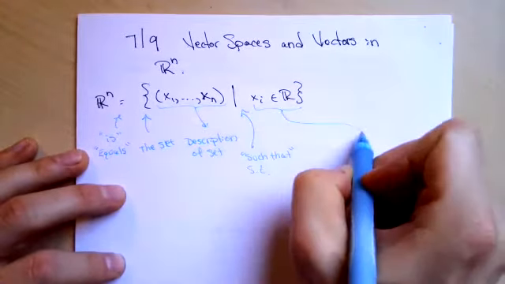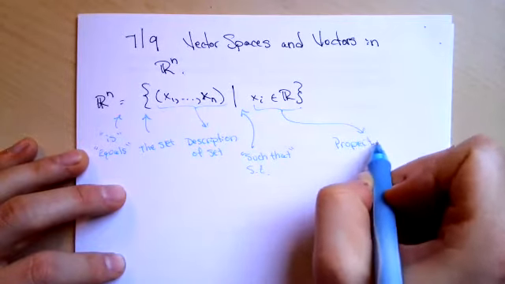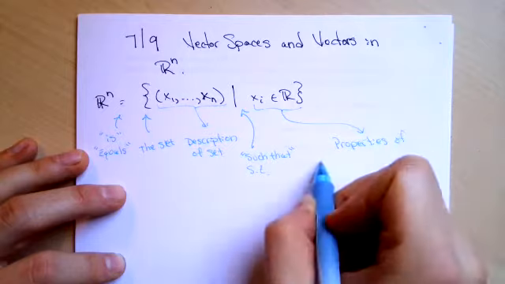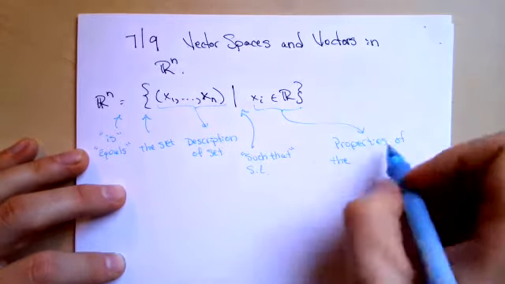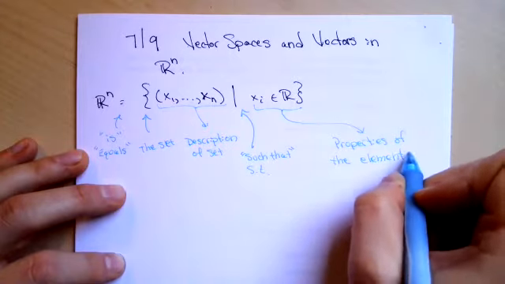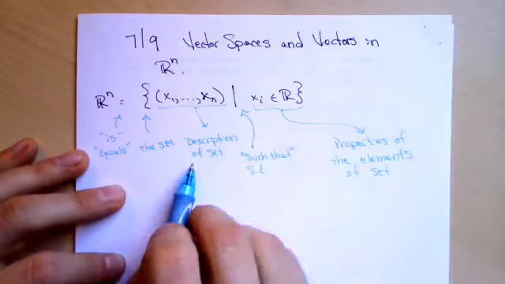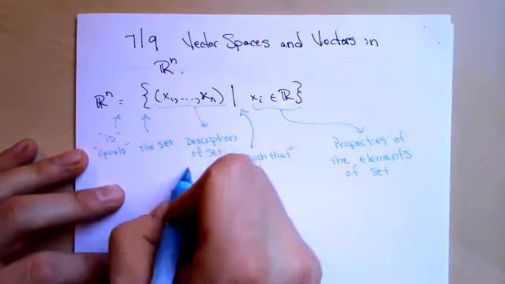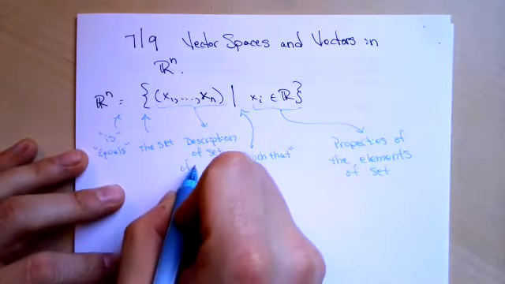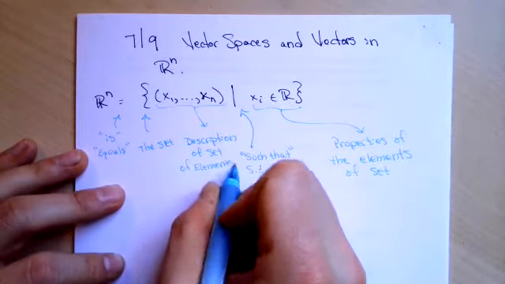And then here, these are properties of the objects. Actually, let's be precise, properties of the elements of the set. So here, a description of the set, and here, a description of the elements in the set.